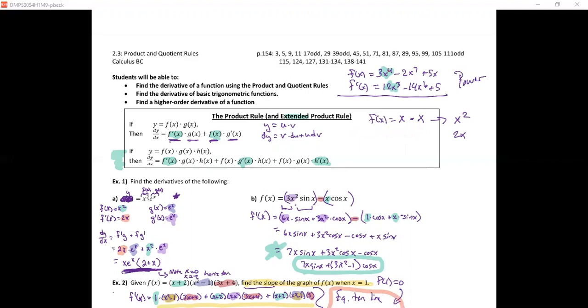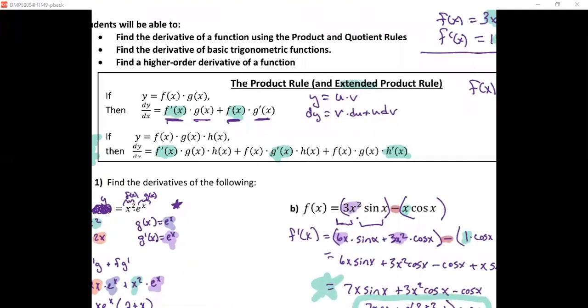Well, we have a product rule, and I really, really wish I could show you the product rule's proof. It is in the book. I highly encourage you to take a look at it. It involves some creative addition and subtraction with the limit process, and it works.